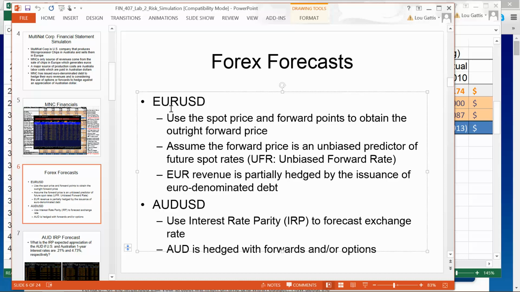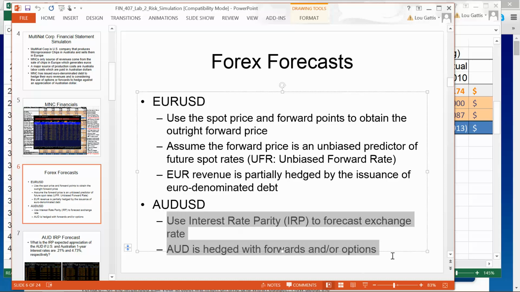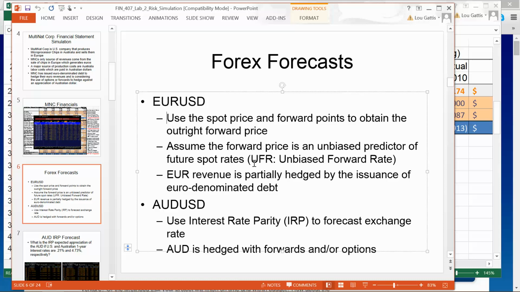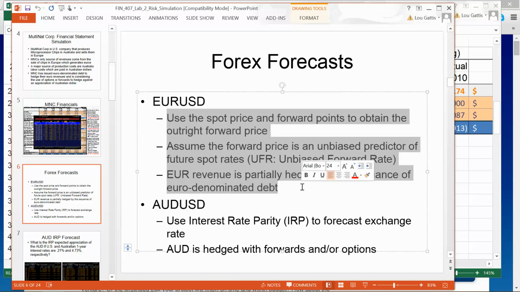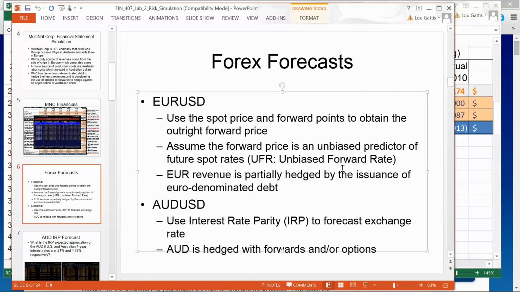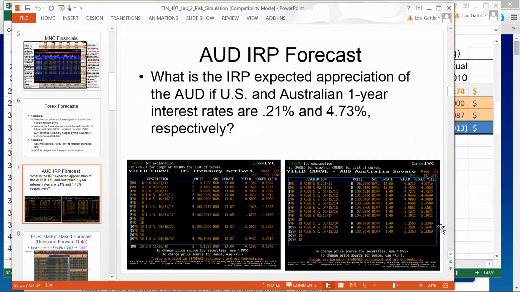I'm sorry, that's for the Australian dollar. We'll look at the US and Australian interest rates. And for the euro, we'll just do an easier thing. We'll just look at the forward price. We'll use the 1-year forward price as an unbiased predictor of the exchange rate next year.